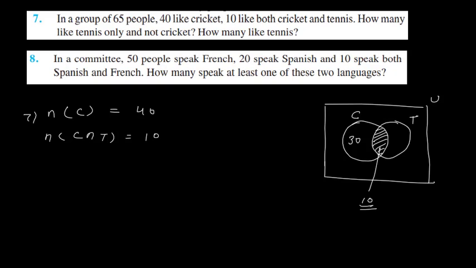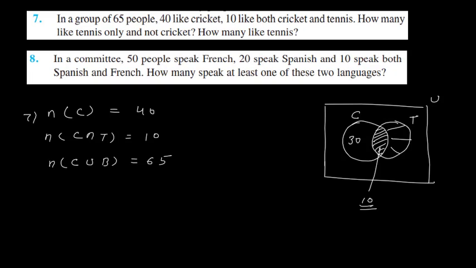How many like tennis only and not cricket? Now I have to find this part. That I have to find out, meaning who like tennis and not cricket. So here one more piece of information is given to me: if I take both the games, then the group playing cricket or tennis, this total number is 65. n of C union T is 65.